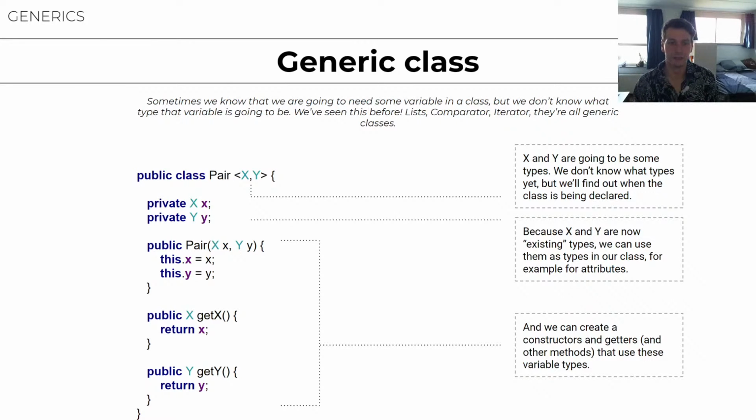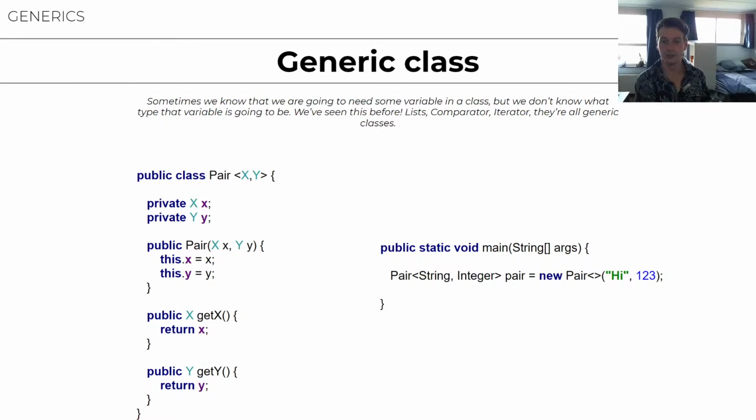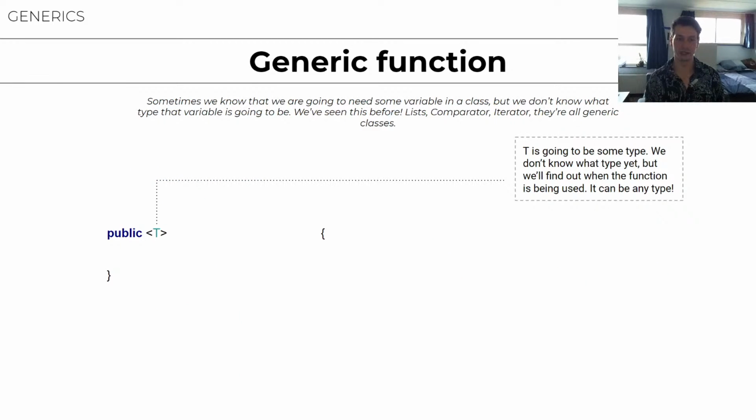Anyway, so we have the generic class here. How we would use the generic class is Pair, then, just as you are used to with a list, you define what the x and y types are, string, integer, and then you define and initialize the rest of the class just how you're used to. You also see that the "hi" and the 1 to 3 have to match the type that the generic class is of. So they have to match string and integer. That's it for the generic class.